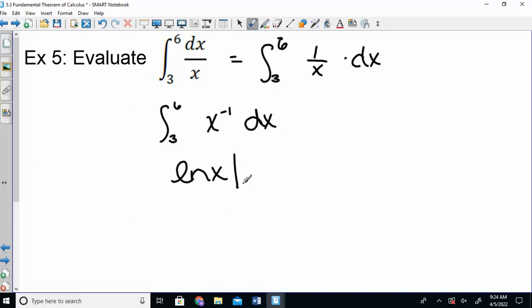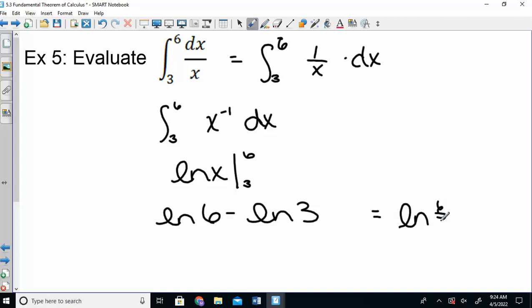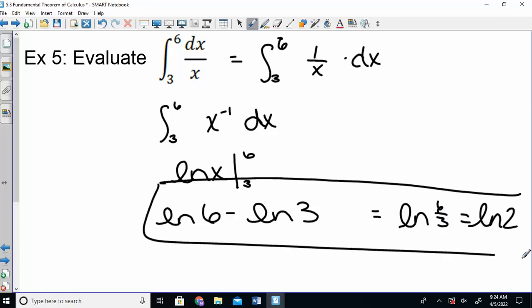Which is just the natural log of x evaluated from 3 to 6. So it's the natural log of 6 minus the natural log of 3. Fun question: does anybody remember what that simplifies to? If you're subtracting logs, how do you convert that? Divide. Natural log of 6 over 3 is the natural log of 2. Good.